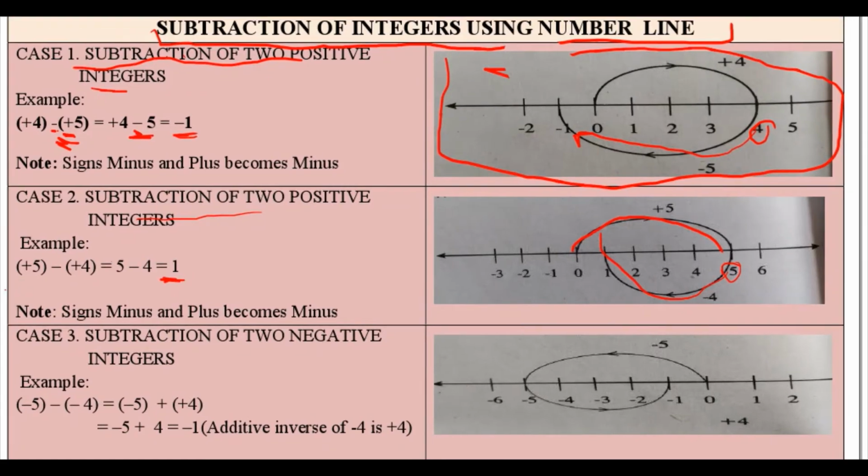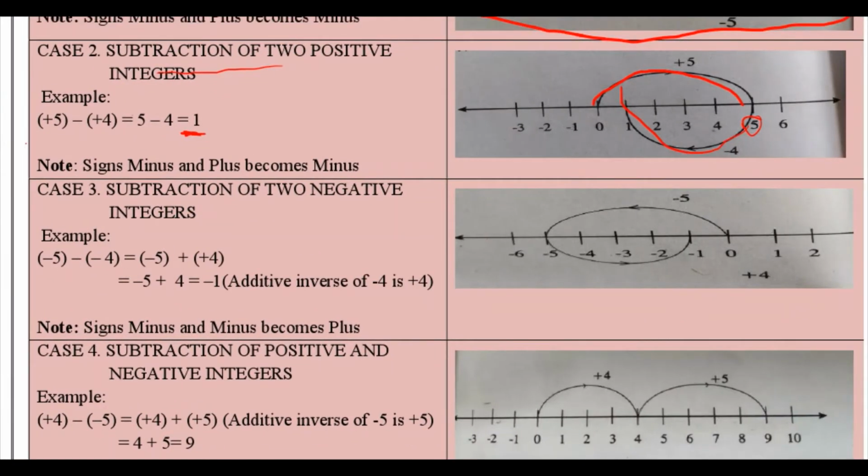Okay, then see case 3 here. What is it? Subtraction of two negative integers. So the example is minus 5 minus minus 4. Now here it gets a little bit complicated.